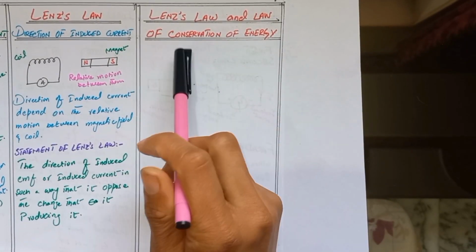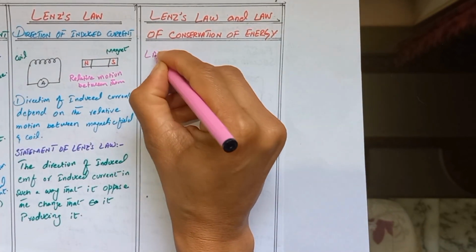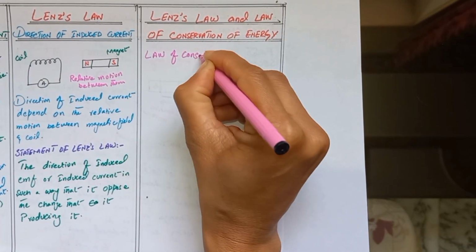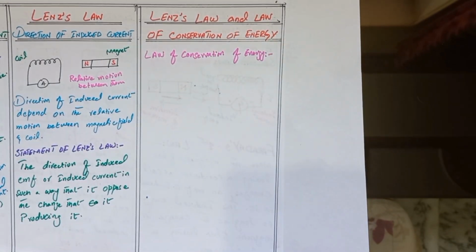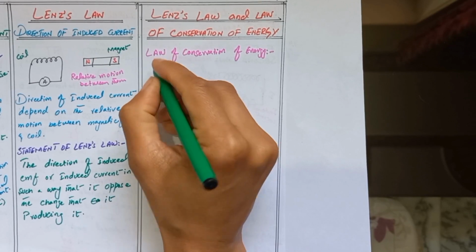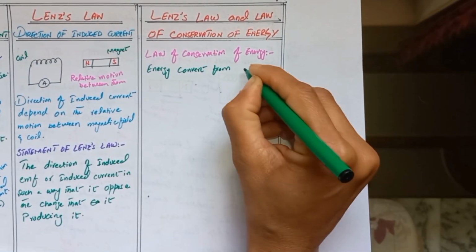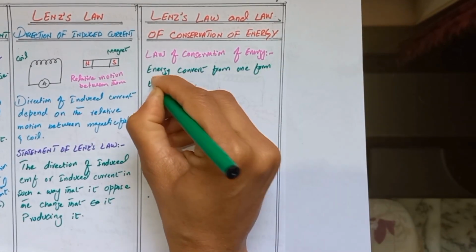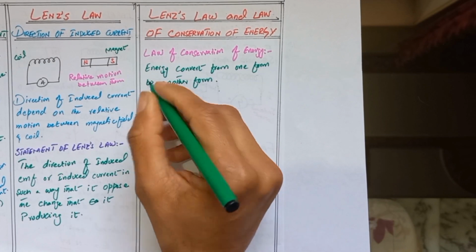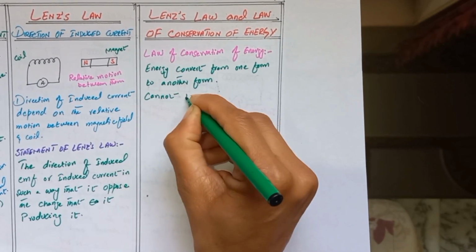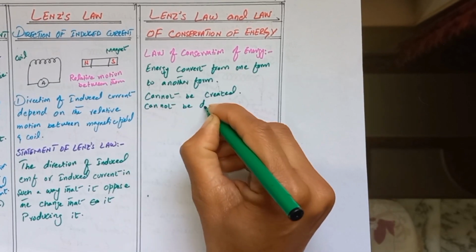Today we discuss the Lenz law and the law of conservation of energy. How is Lenz law related to the law of conservation of energy? First we discuss what the law of conservation of energy is. The law of conservation of energy says that energy converts from one form to another form; it cannot be created or destroyed.